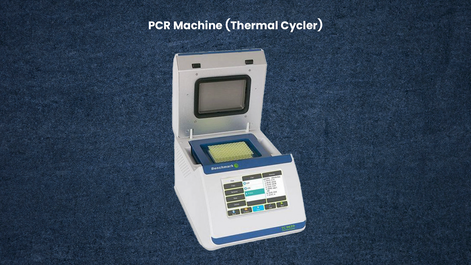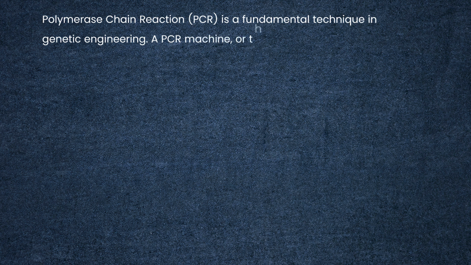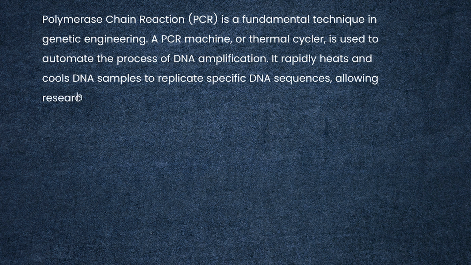So, polymerase chain reaction or PCR is a fundamental technique in genetic engineering, and the PCR machine or thermal cycler is used to automate the process of DNA amplification. It rapidly heats and cools DNA samples to replicate specific DNA sequences, allowing researchers to create millions of copies of a target gene.